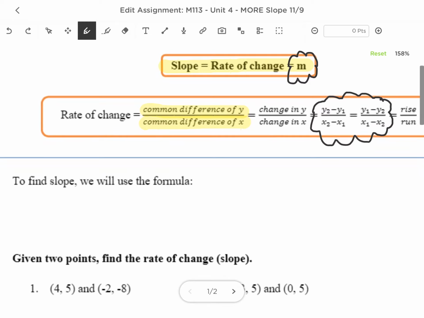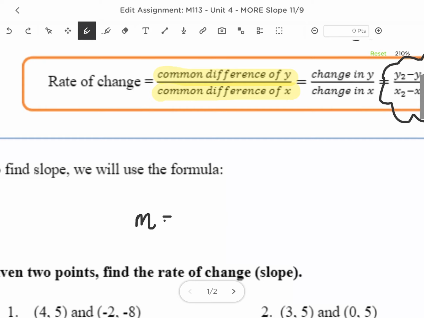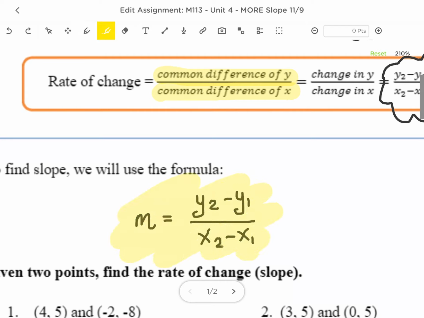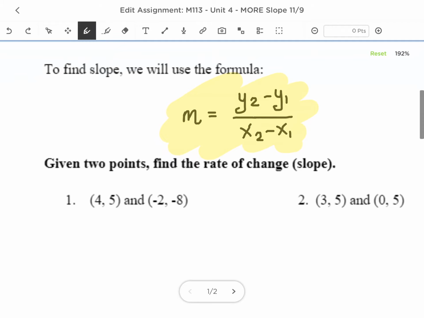So to find slope, we use the formula m equals y2 minus y1 over x2 minus x1. That equation right here will be ingrained in your head. We're going to have that down pat. So using that in some examples here, given 2 points, find the rate of change or the slope.